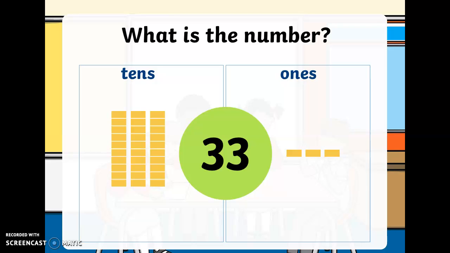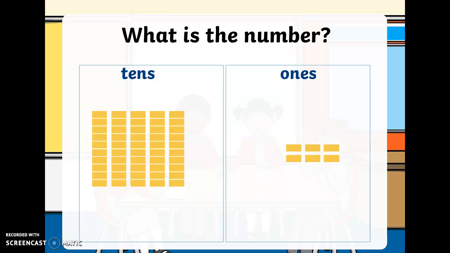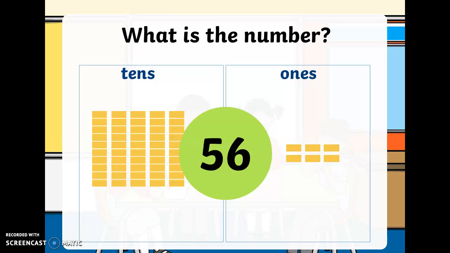We're going to try the next one, and you're going to try it on your own. Let's look at the 10s. How many 10s do you see? How many 1s do you see? What number does it make? 56. Did you get that? Well done if you did.